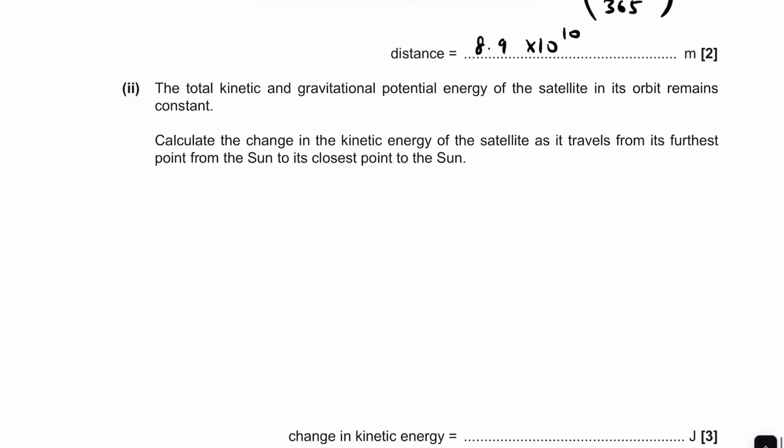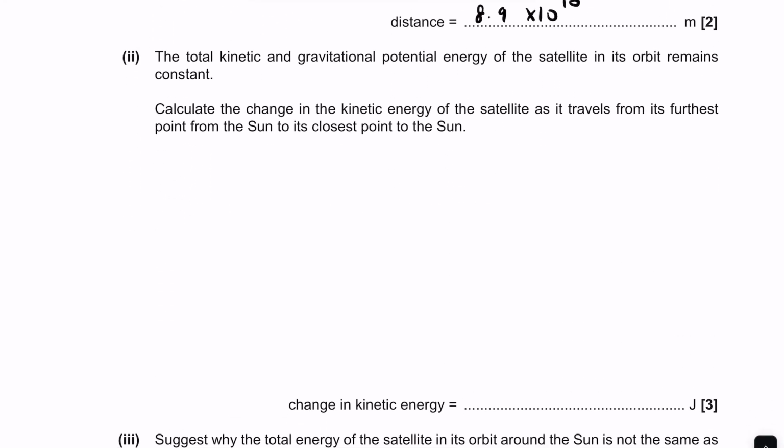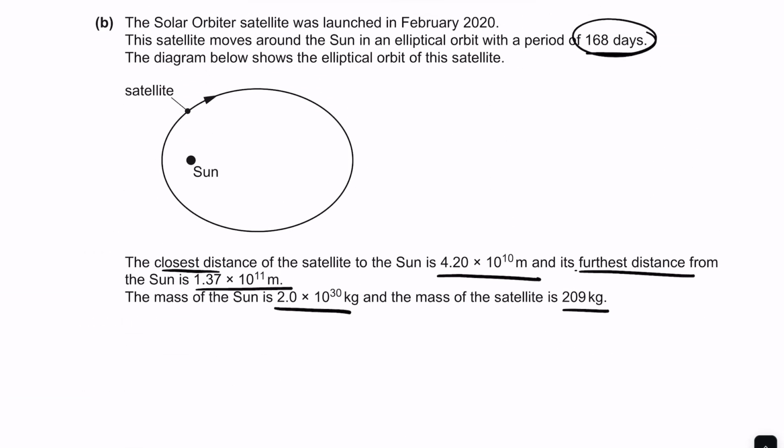Okay, for part II, we are told that the total kinetic and gravitational potential energy of the satellite in its orbit remains constant. Calculate the change in the kinetic energy of the satellite as it travels from its furthest point from the Sun to its closest point to the Sun. If you look back at the diagram, the furthest point is right here, and it has maximum gravitational potential energy at that point. And the closest distance is right here, which is going to be maximum kinetic energy.